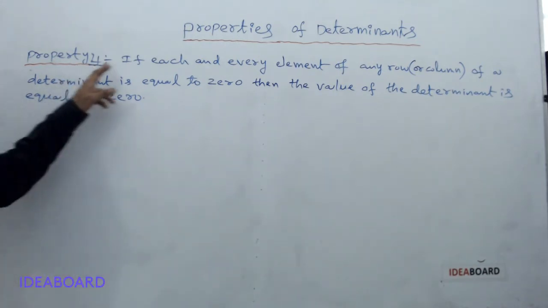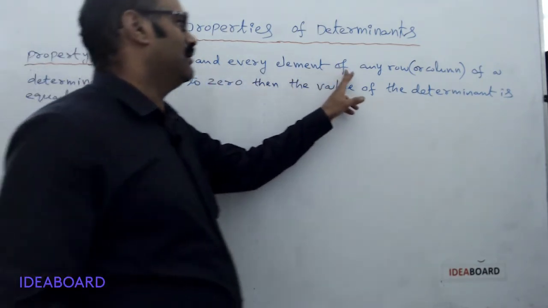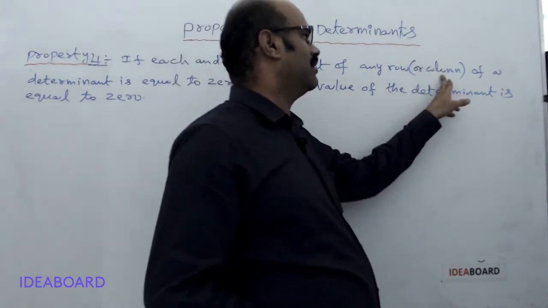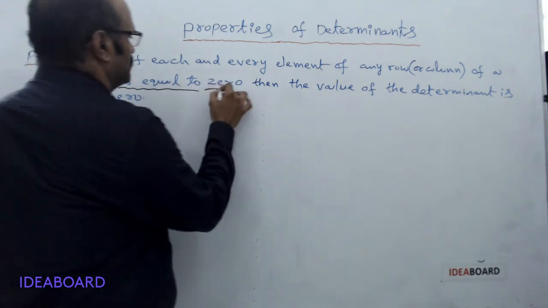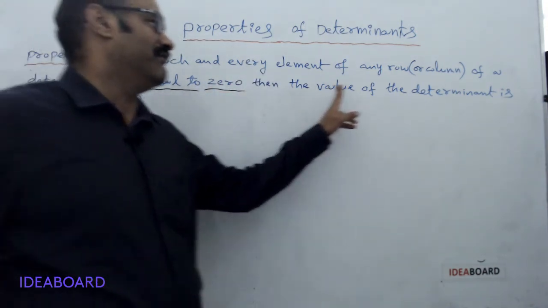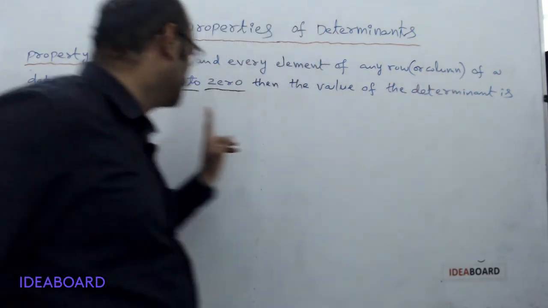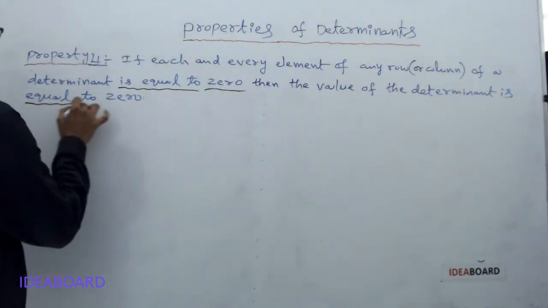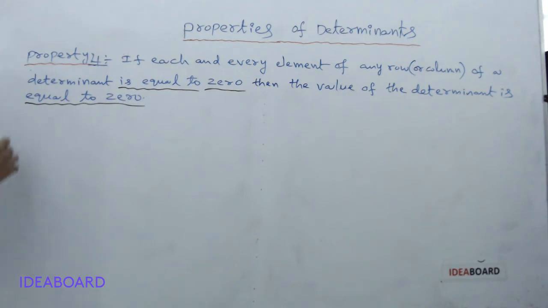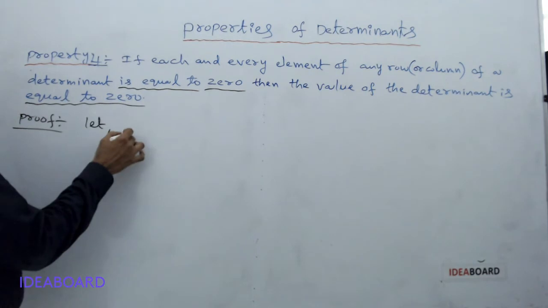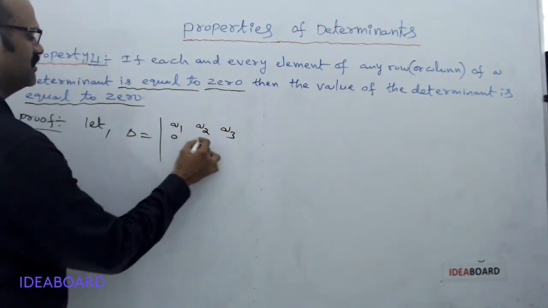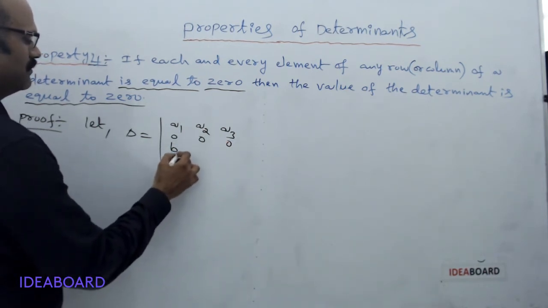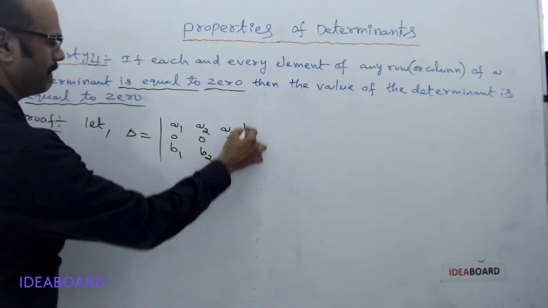Property 4. If each and every element of any row or any column of a determinant is equal to 0, then the value of the determinant is always equal to 0. Here the proof is, let delta equal the determinant of a1, a2, a3, 0, 0, 0, b1, b2, b3.